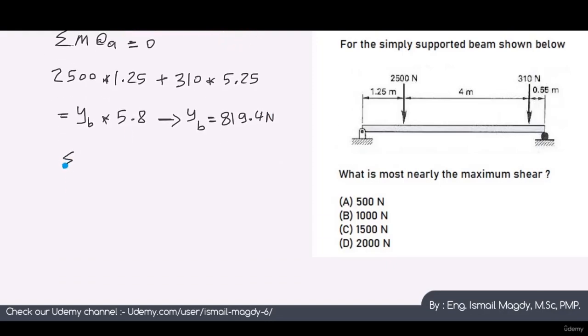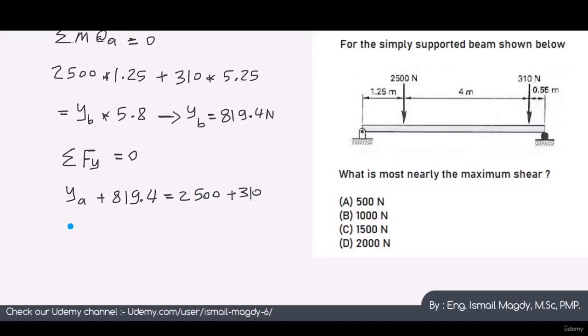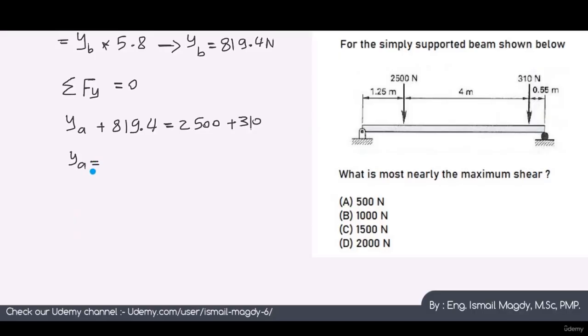Now we will calculate sigma forces in the Y direction, which equals 0. We have YA plus 819.4 equals 2500 plus 310, which means that YA equals 1990.6 Newton. Now it is easy, we can start calculating directly our shear force diagram.